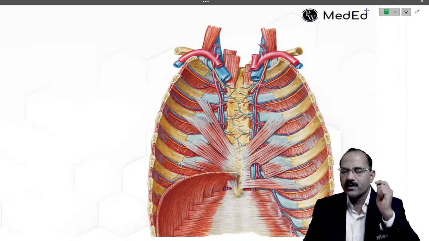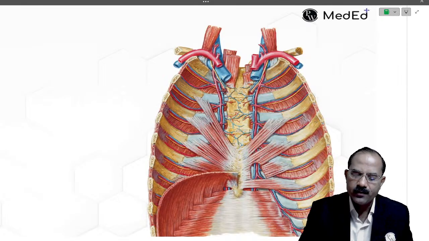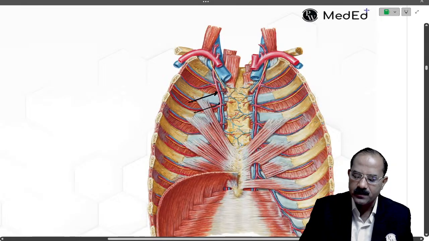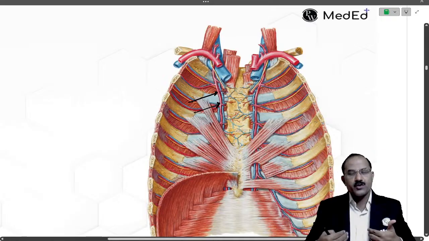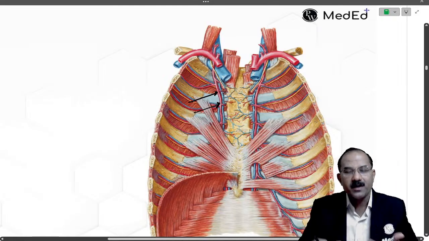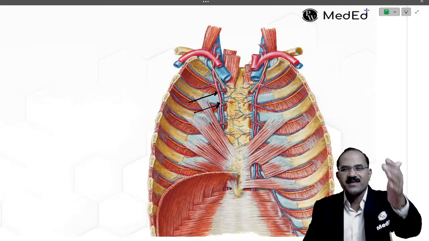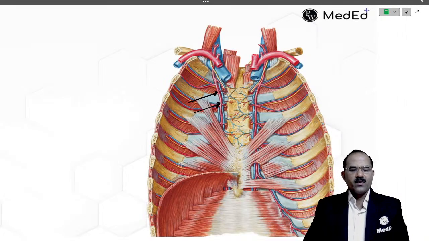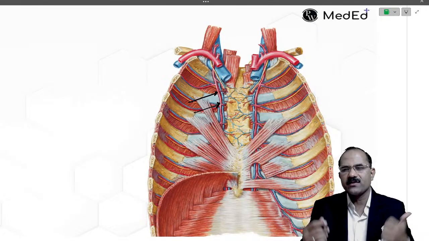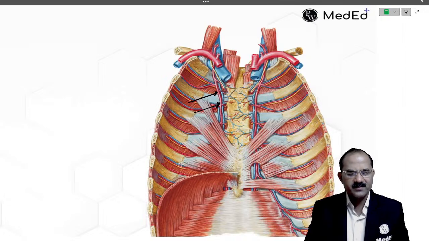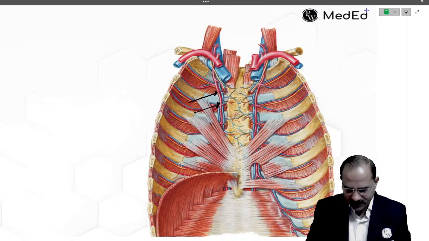Come on, you identify this artery for me. What is this artery here? An artery which runs on either side of the sternum inside the thorax. Answer. What is this artery? Internal thoracic artery. Very good, very good.